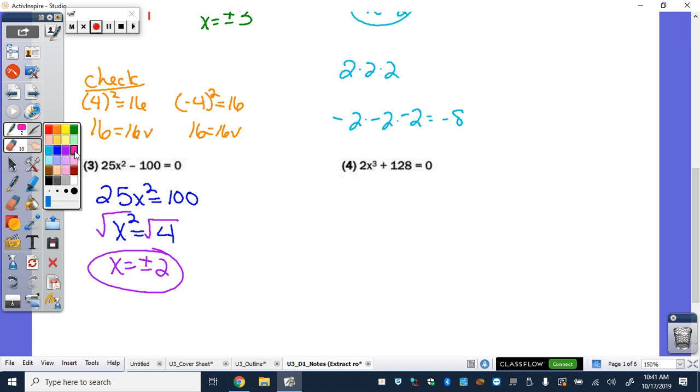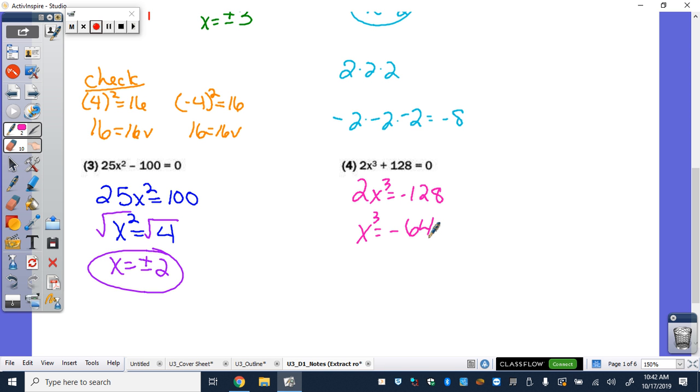And then our fourth one, again, we just have that x cubed and then our number, so we'll subtract our number over first. So 2x cubed equals negative 128. Divide by the 2 next. 128 divided by 2 gives us 64, so we get x cubed equals negative 64. Then we would take the cube root of both sides. We end up with x equals negative 4.